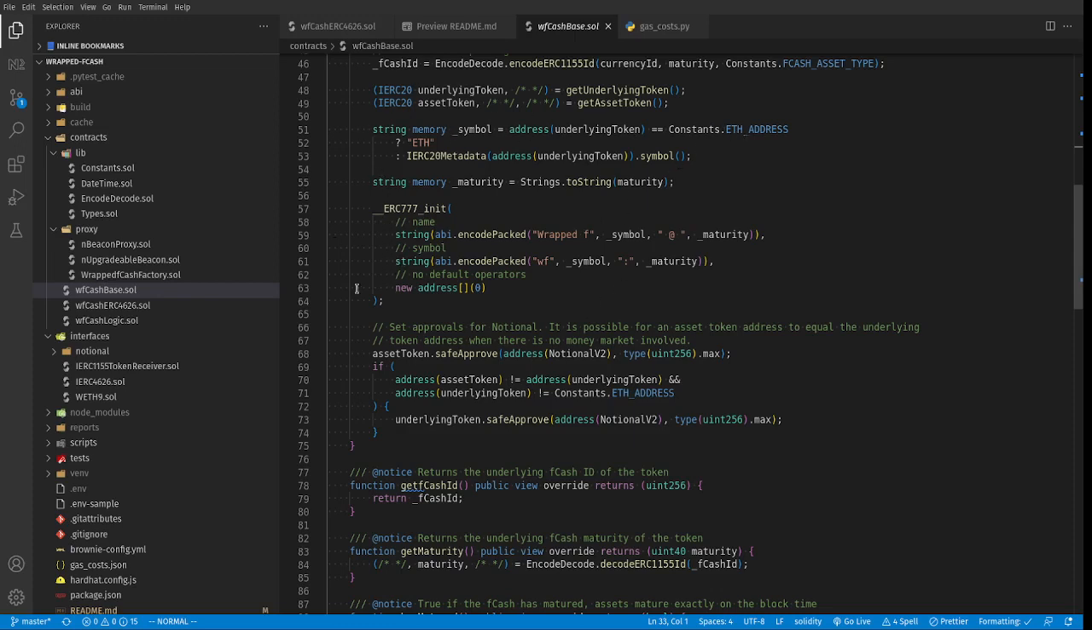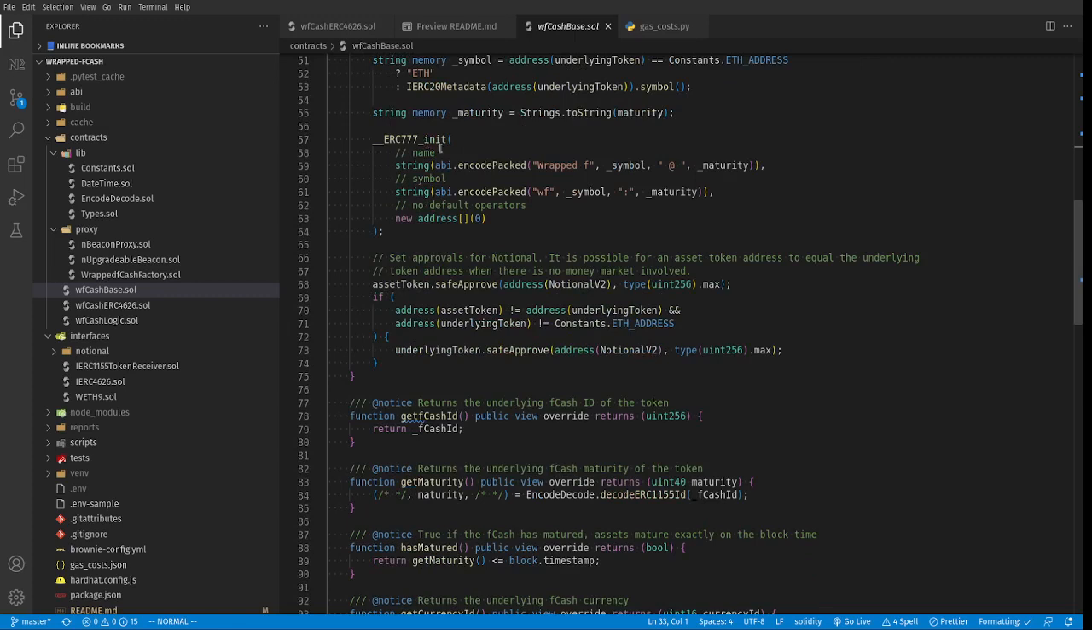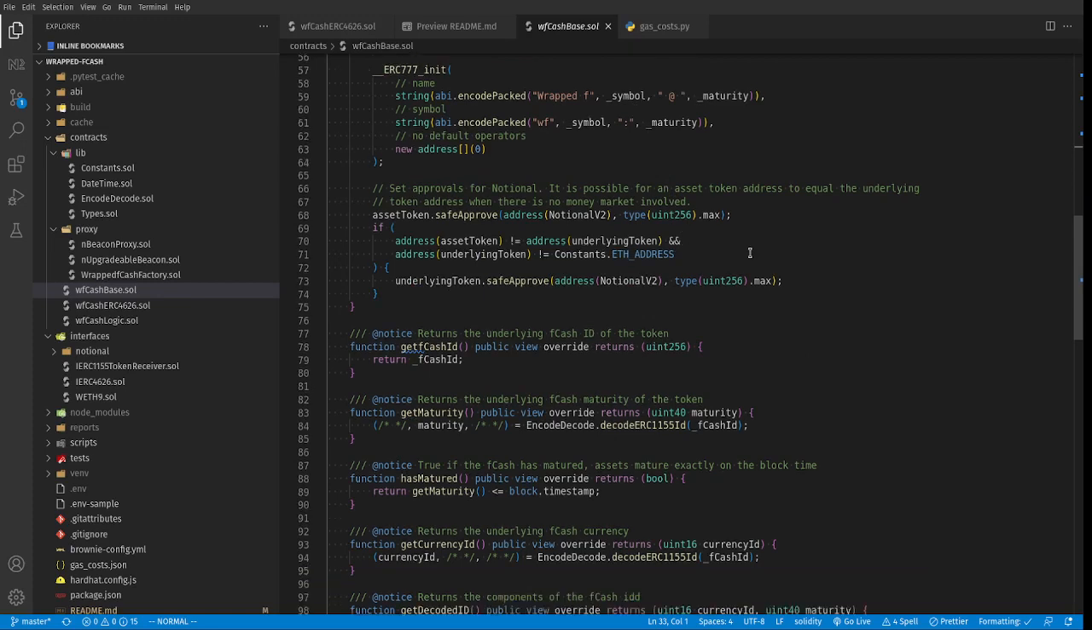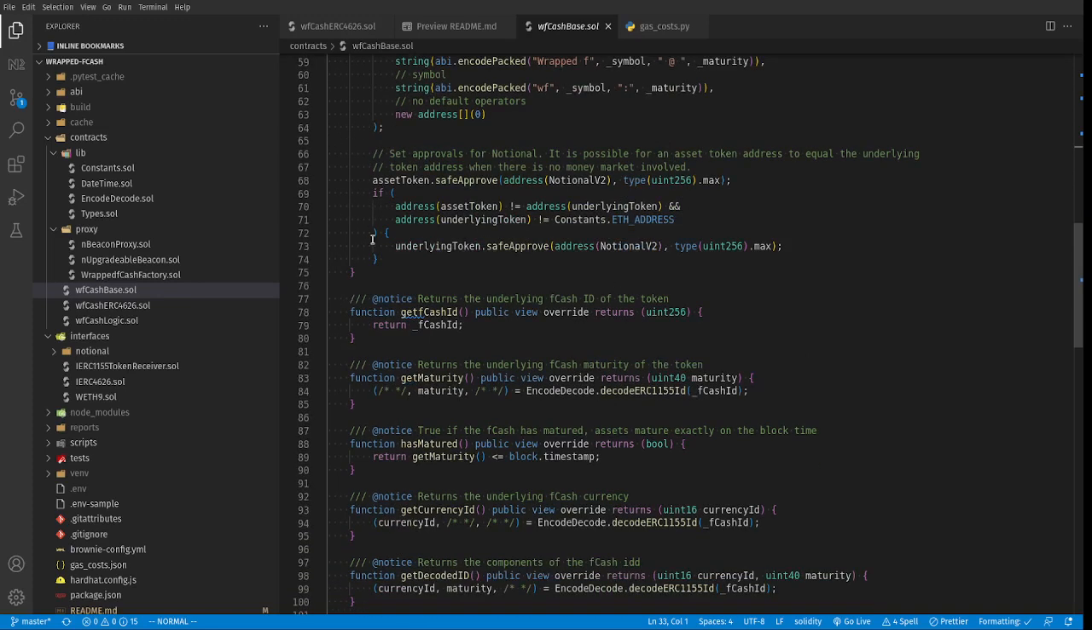We set up the names here. So this here is going to be like wrapped fDAI at, and then this maturity will be the number referring to the Unix timestamp of the maturity. So here note that we're using the ERC777 standard, so that incorporates the ERC20 standard and adds some other methods. We do this just to open up the range of compatibility for wrapped fCash.